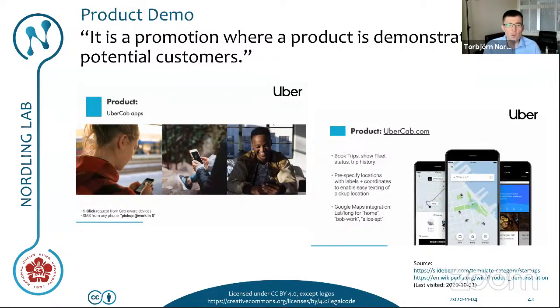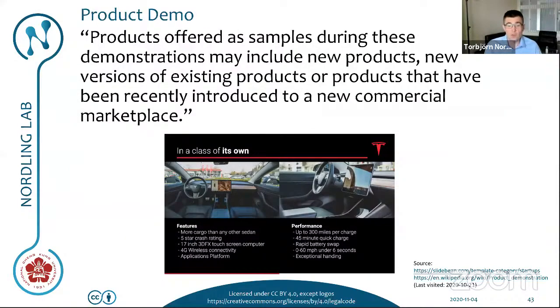Then not all companies have a product demo, but if you have a product that is demonstrable, I think it is a promotion where a product is demonstrated to potential customers, to quote Kaija. Depending on your product, you can either demonstrate it by some pictures of people using it, as Uber have done, or also add views from the app, or maybe a small video of how the app actually is being used.